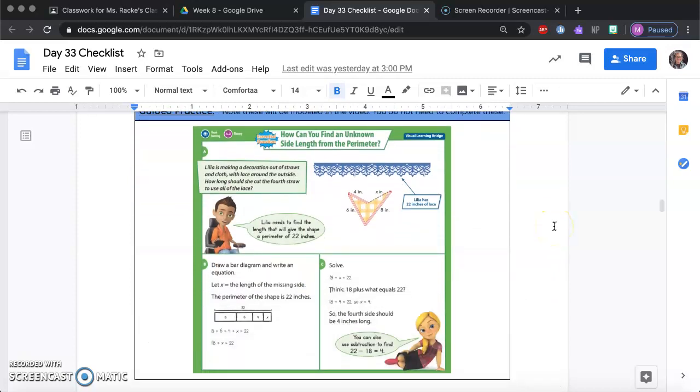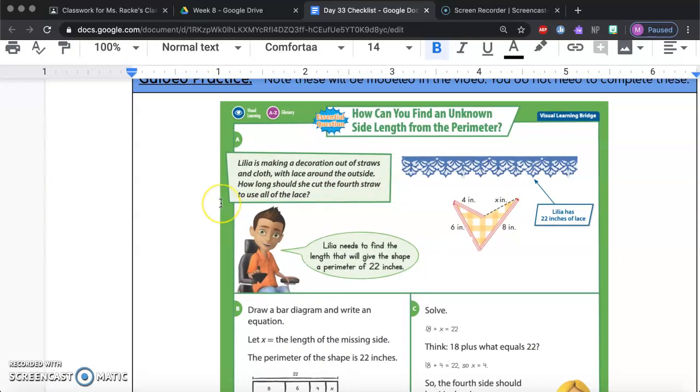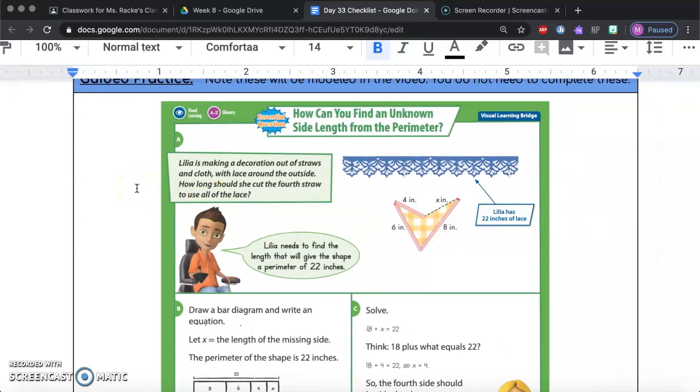All right, let's go ahead and look into our guided practice. Then I'm going to model some questions and then send you on your way to practice. So how can you find an unknown side length from the perimeter? Lilia is making a decoration out of straws and cloth with lace around the outside. How long should she cut the 4th straw to use all the lace?